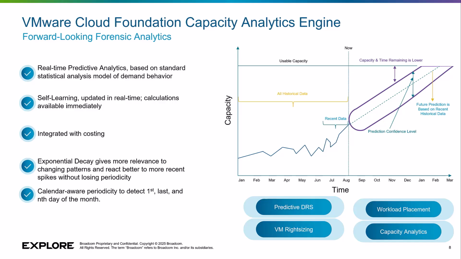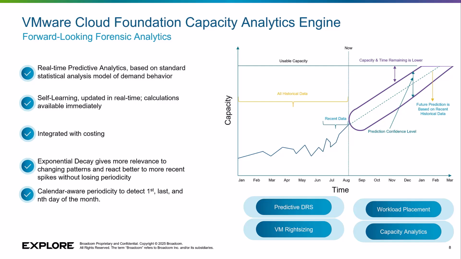There's periodicity awareness, right? This is really around understanding patterns in your usage based on calendar, whether it's daily, weekly, or even monthly cycles, and it incorporates those time pieces into your prediction, so it's time aware. Then there's also this notion around exponential decay, right? Basically the capacity engine gives more weight to recent usage data, allowing it to adapt quickly to changes in your environment. And with all that being said, there's multiple uses for this feature, right?